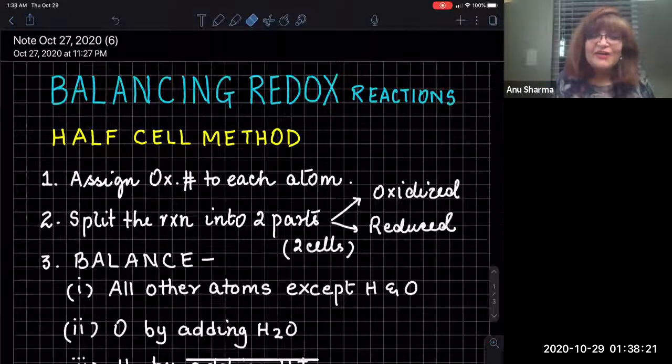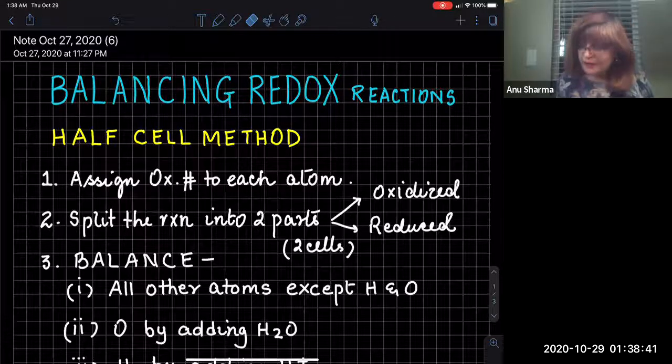Hi guys. Okay, let's look at balancing redox reactions using the half cell method. There are certain steps to it, and the first step is always to assign the oxidation numbers to each atom. Next, we're going to split our reaction into two parts. One is going to be the oxidized cell and the other is going to be a reduced cell.